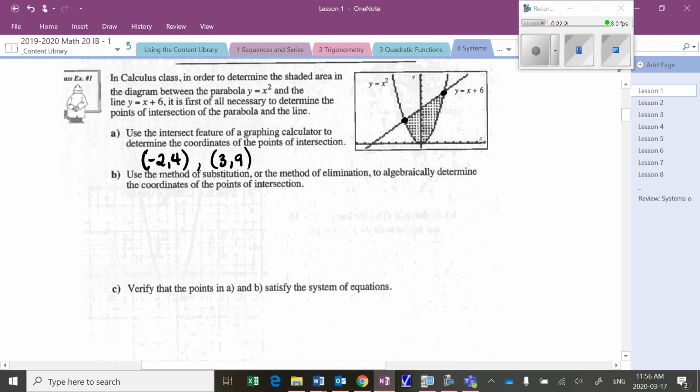If we are going to do this using substitution or elimination to determine it algebraically, then if y is equal to x squared and y is also equal to x plus 6, this sets us up perfectly for substitution, because y equals this, y equals that, and therefore this equals that.